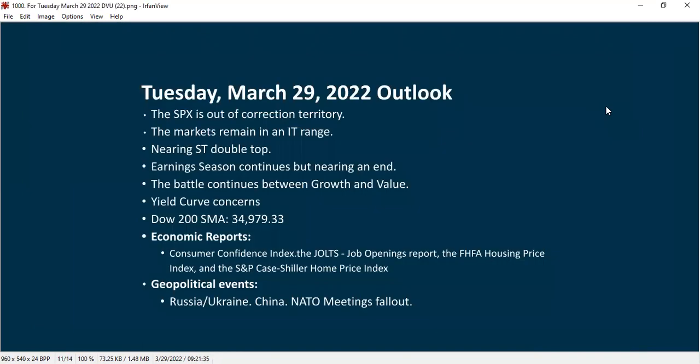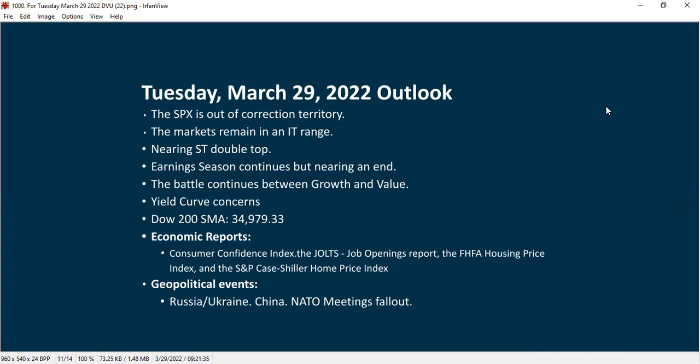So what are we looking for on Tuesday? We're out of correction territory. And excuse me for my voice. The markets still remain in an intermediate term range. I'm sorry again. I'm still dealing with some heavy congestion and I can't pause the video while I'm recording. We're nearing that short-term double top that caused some problems a few weeks ago.